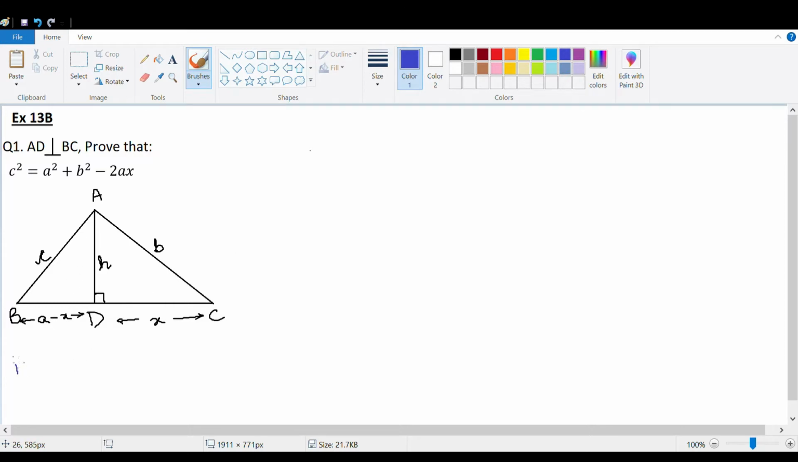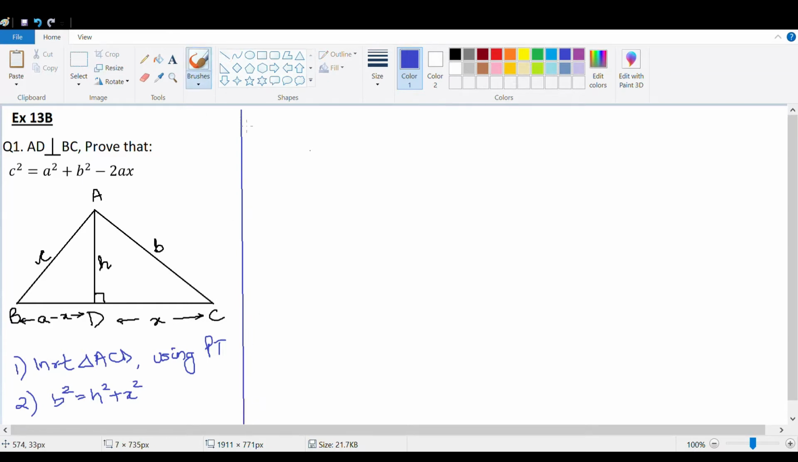So in a right triangle ACD, using Pythagoras theorem, what we get is b square is equal to h square plus x square. So that's my equation number 2. And let's see if I apply it in the other right triangle, what do I get? In a right triangle ABD, using Pythagoras theorem, what I get is c square is equal to h square plus a minus x whole square. So that's my equation.